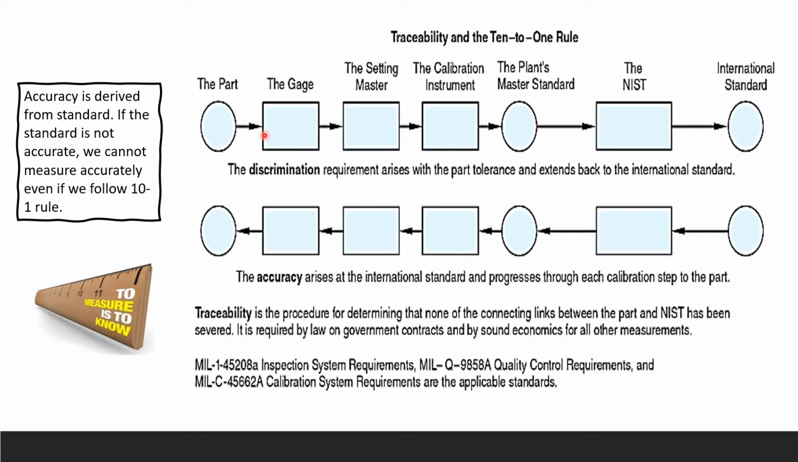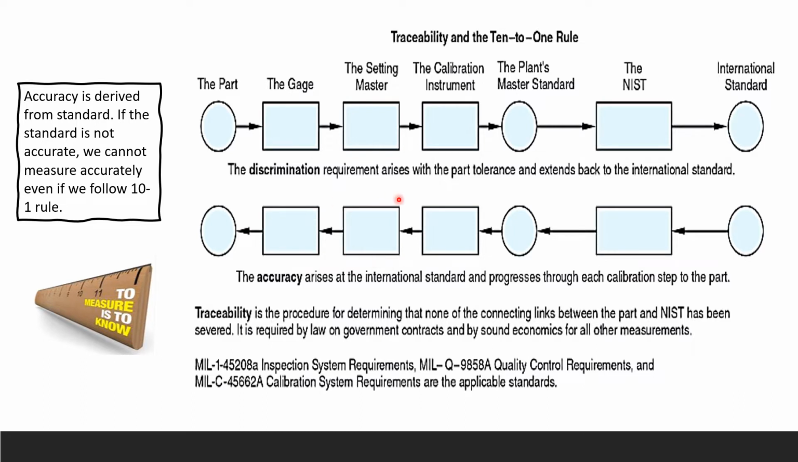Here is your part. We use a gauge to calibrate the part. We use a setting master to calibrate the gauge. We use a calibration instrument to calibrate the setting master, and then the plant's master standard to calibrate the calibration instrument. The master standard is calibrated by the NIST standard, which is calibrated by your international standard. So this is your controlling unit, and we do this again, all the way back.